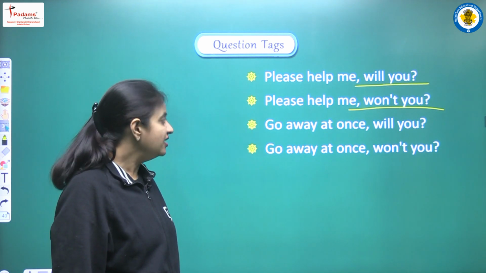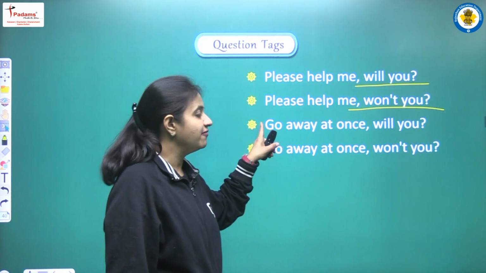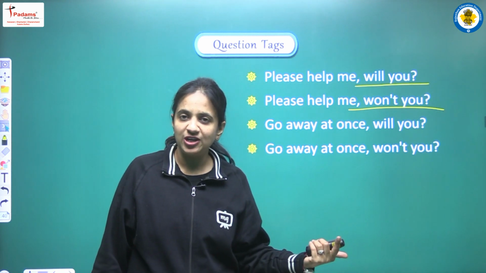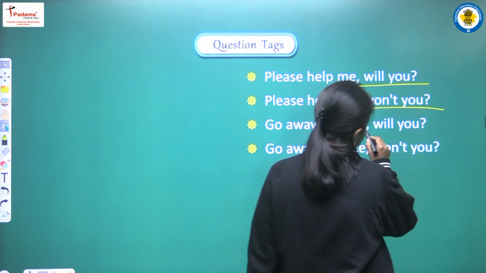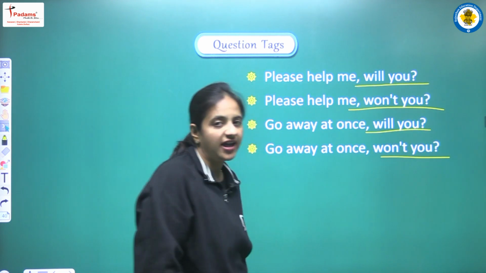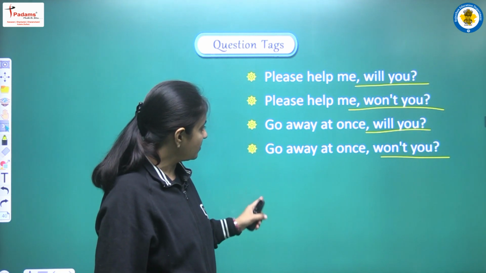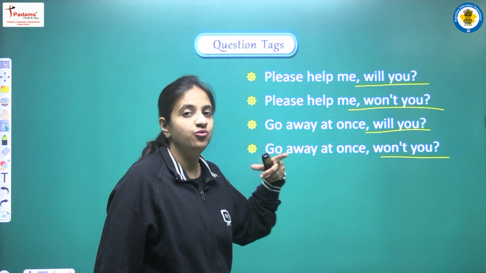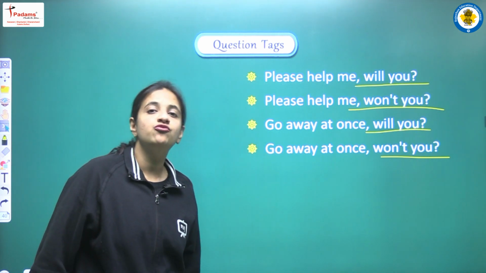One more example, go away at once. This is also an imperative sentence. We are having go, that is the first form of the main verb, in the beginning. So this is an imperative sentence. So now again we can write will you also, and we can write won't you also. So we can make the sentence in this manner, go away at once, will you, and we can make the sentence go away at once, won't you.